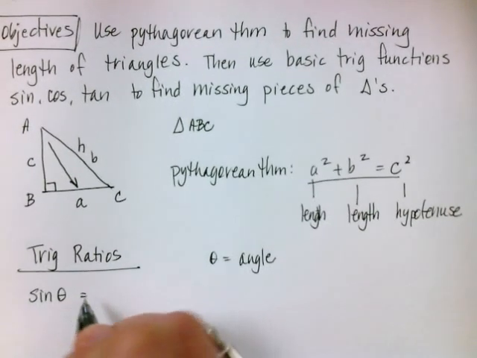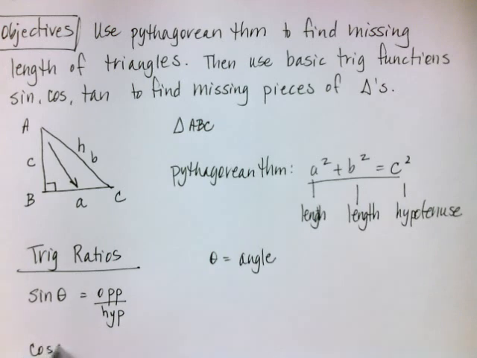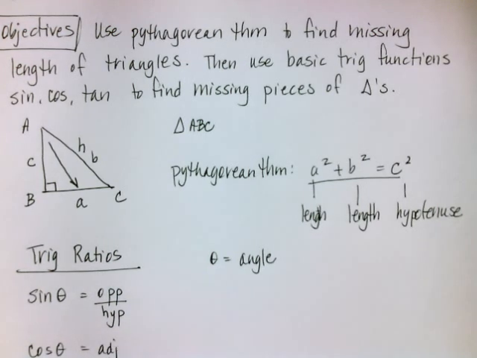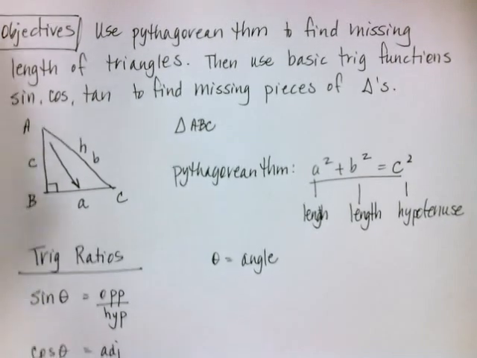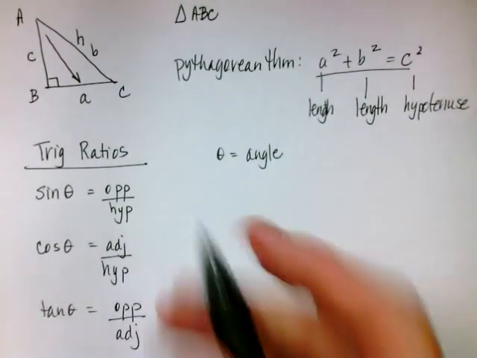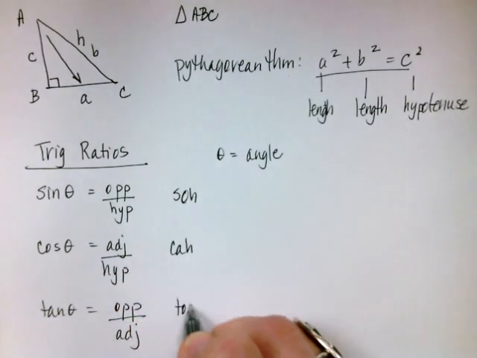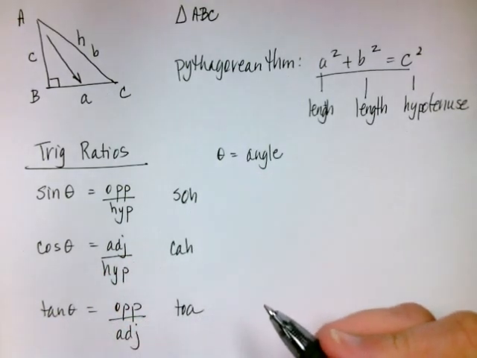The sine of an angle is the opposite over the hypotenuse. The cosine of an angle is equal to the adjacent over the hypotenuse, and then the tangent of theta is the opposite over the adjacent. Some people learned an acronym to help remember this, and so you would say SOH CAH TOA, and those are used to help you remember the ratios.